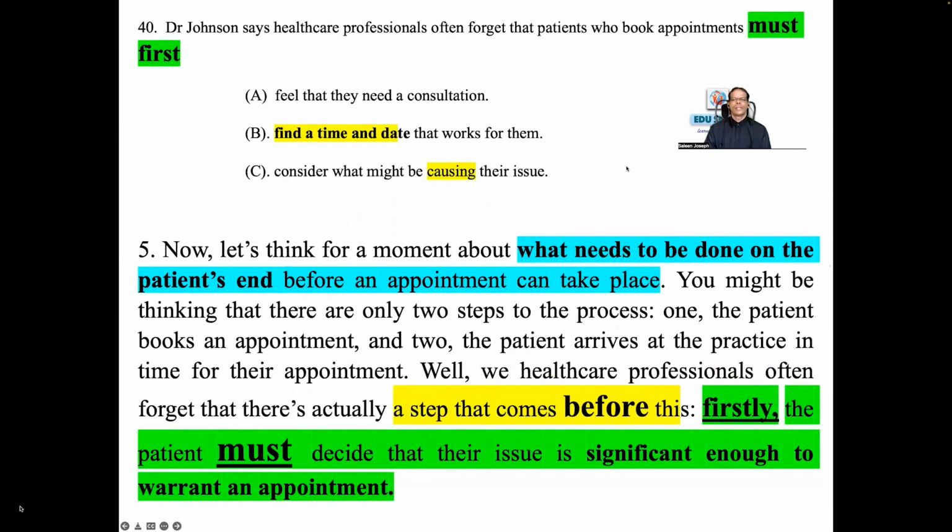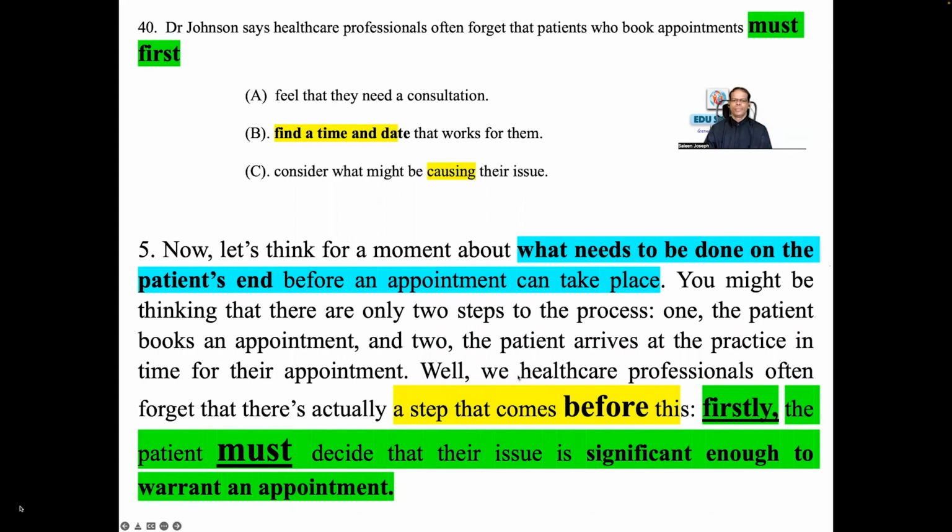And if you understand the sequence, I told you the answer is there. See here, must and first. The modal verb as well as the chronological expression. See what needs to be done on the patient's end. Now earlier it was from the health professional's side. Now it is the patient side. I told you that is the sequence. From the question as well as the audio, you can identify this sequence.